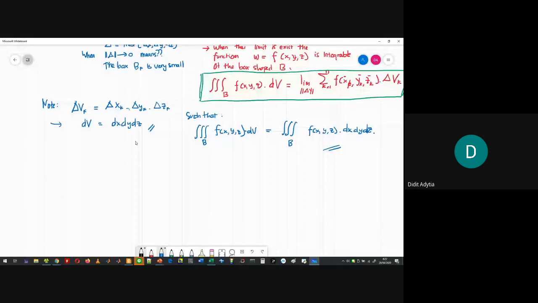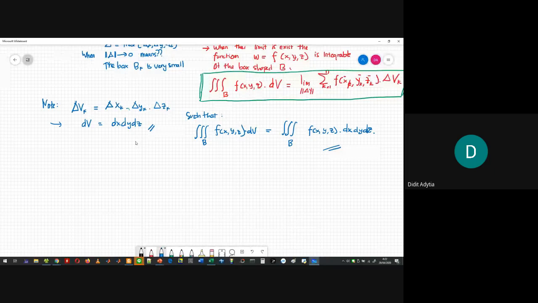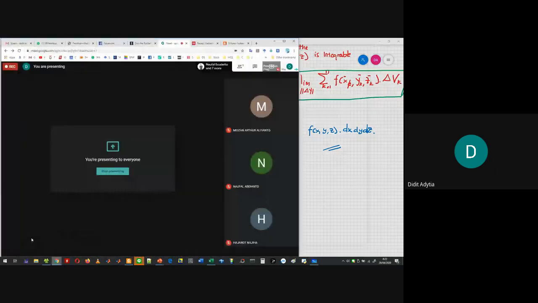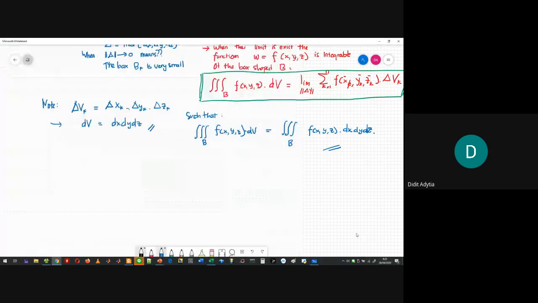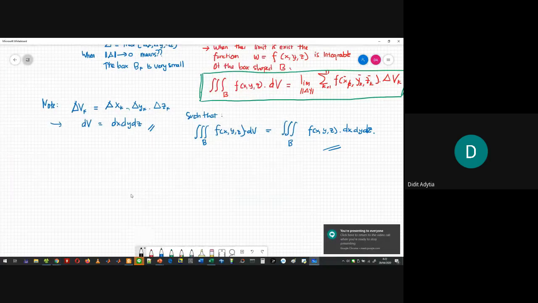Any questions? Is there any questions regarding this one? So 12 people already come in. Well, okay. So far it's clear, right? Not visible yet? Okay.